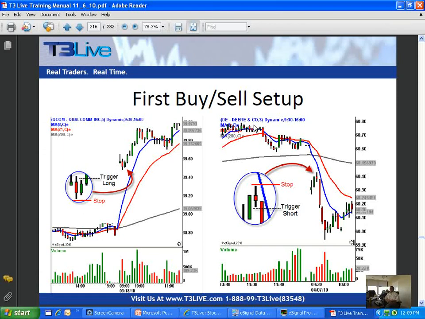Same concept in the picture to the right. You have a gap down. That gap down visually creates a large red bar. You get a 3-bar pullback into a declining MA. That's a sell setup, and that causes the stock to go lower.